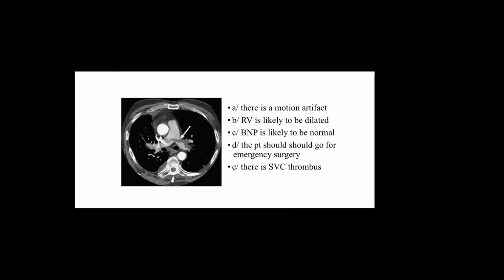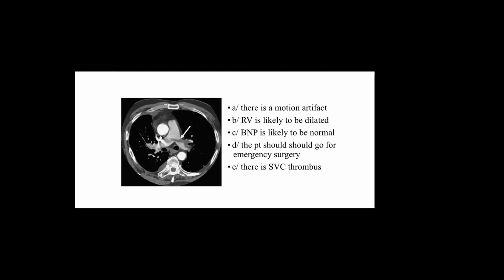RV is likely to be dilated. Okay. Why? What do you see here? Is the filling defective pulmonary saddle shape embolism? Exactly. This is saddle shape pulmonary embolus. So RV is likely to be dilated. PMP is likely to be high. Patient needs lytic therapy or angioplasty or interventional angio, but lytic therapy is the line of therapy.